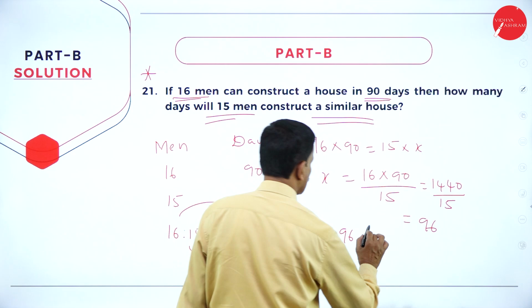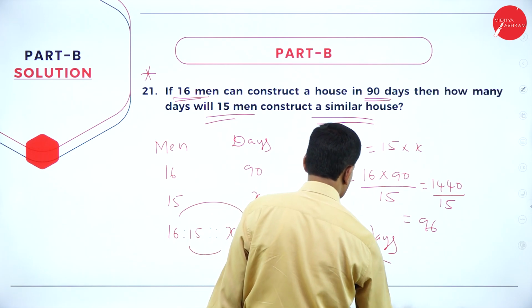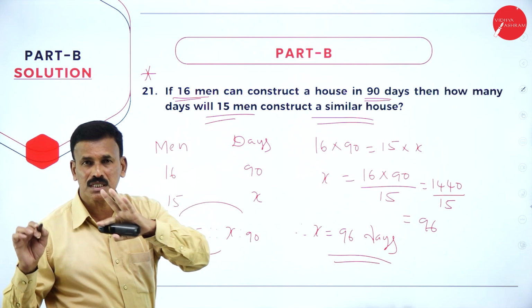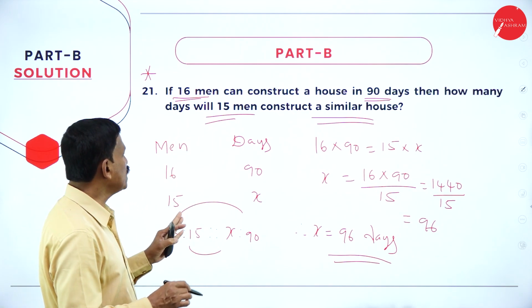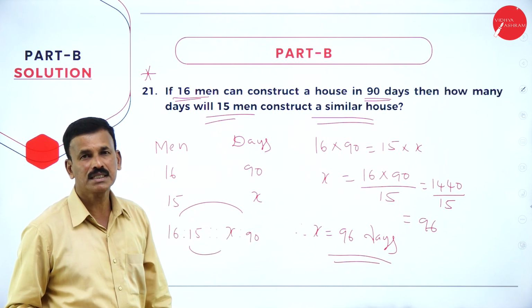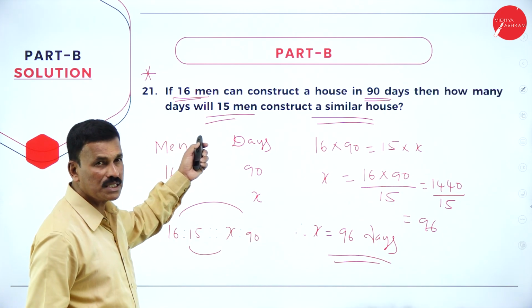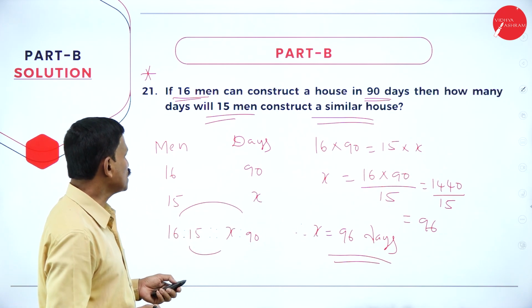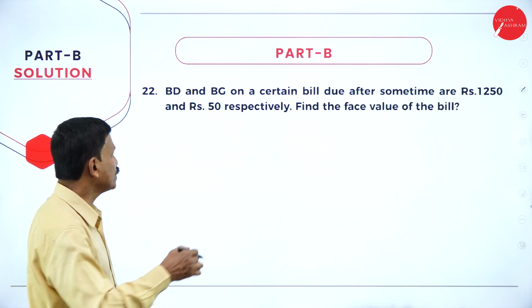So that means they take 96 days to construct the same house. 16 men can construct a house in 90 days, which means 15 men can construct the same house in 96 days. So as the number of persons decreases, the number of days increases. That's it. Now move on to the next problem. This is also very important.